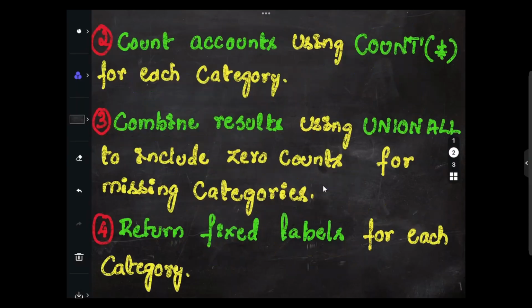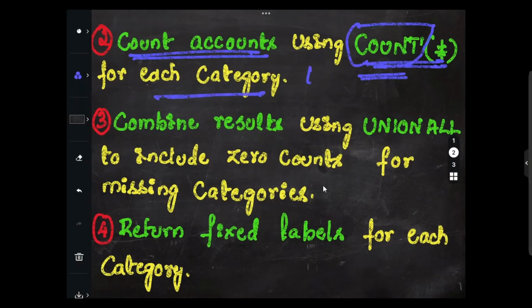Let's move on with the next step here. In the second step, we will count the accounts. When I say we will count the accounts, we will be making use of count of star. When we have to count the accounts, you would have already guessed that we will be making use of the count keyword here. We will be making use of count of star for each category, when I say each category, I mean low salary, average salary as well as the high salary.